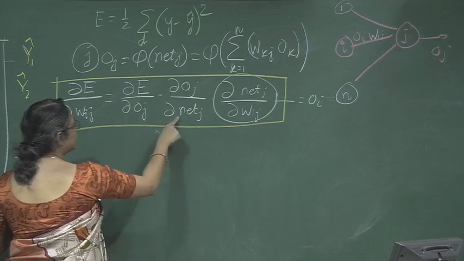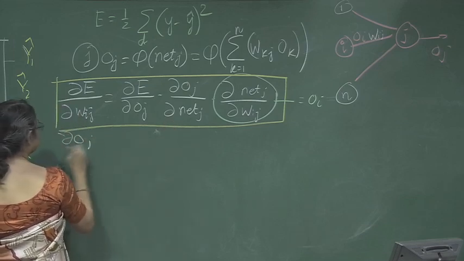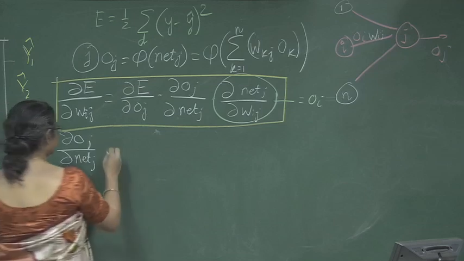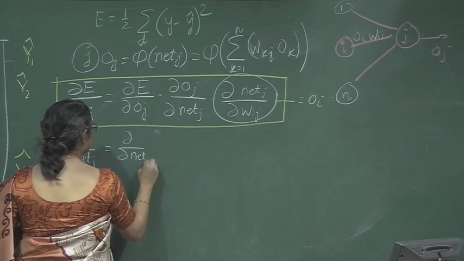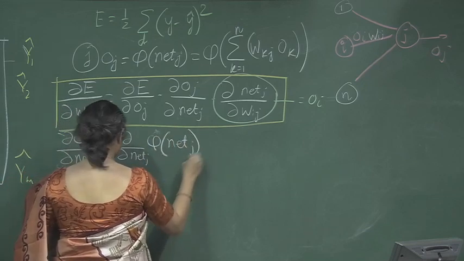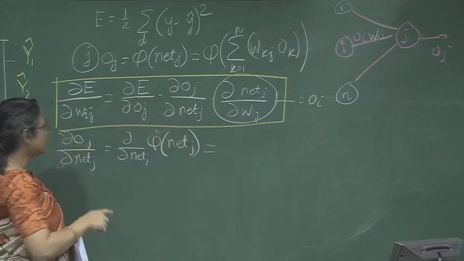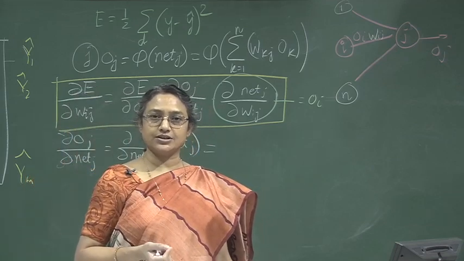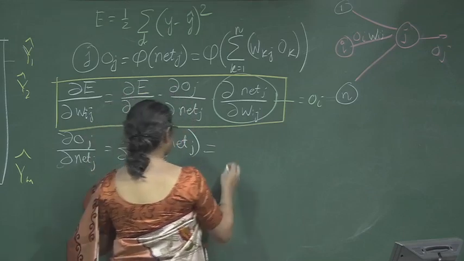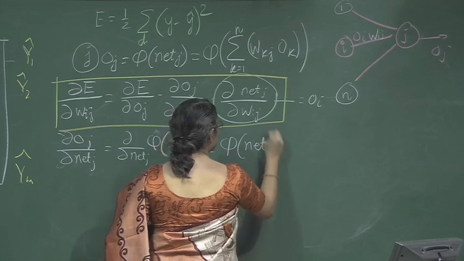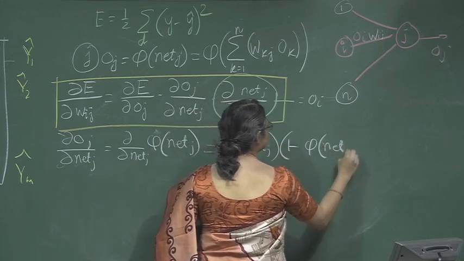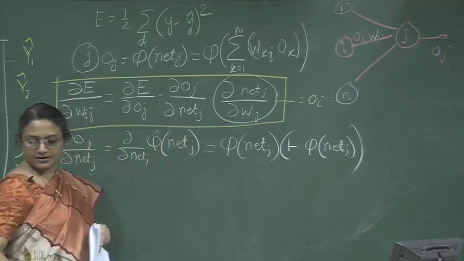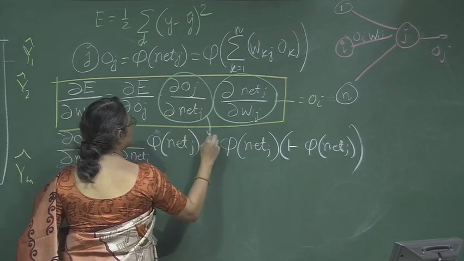Next, let us take the second term, del oj by del net j. What is oj? Oj is equal to phi of net j. We have already seen that this particular derivative will depend on the form of the activation function. If you assume a sigmoid activation function, this is equal to phi of net j times 1 minus phi of net j. So, this is the second term which we have computed.